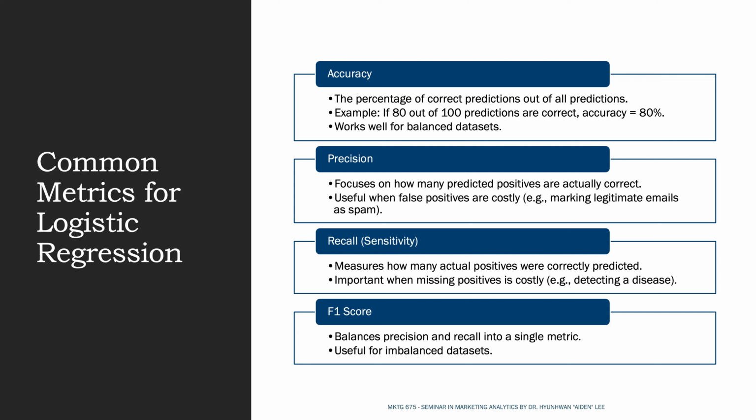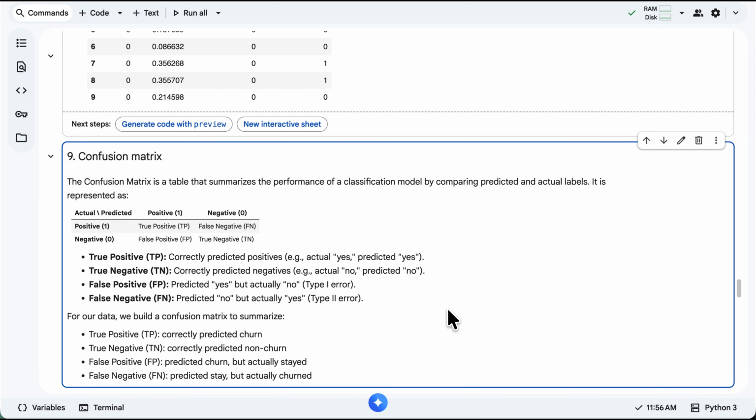Finally, the F1 score combines precision and recall into a single number by taking their harmonic mean. It is useful when the dataset is imbalanced and we care about balancing both kinds of errors rather than just maximizing accuracy. Now we want to see how well our logistic regression model is actually performing on the test set.